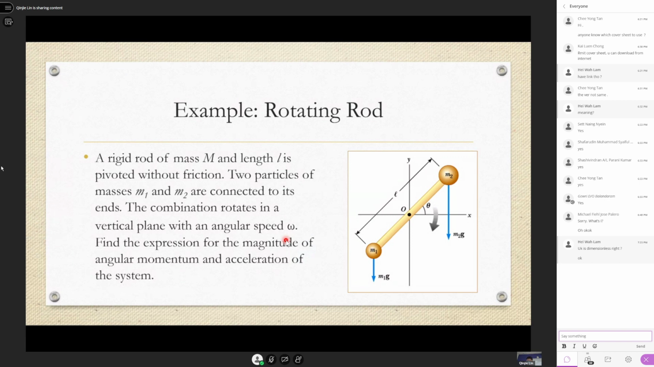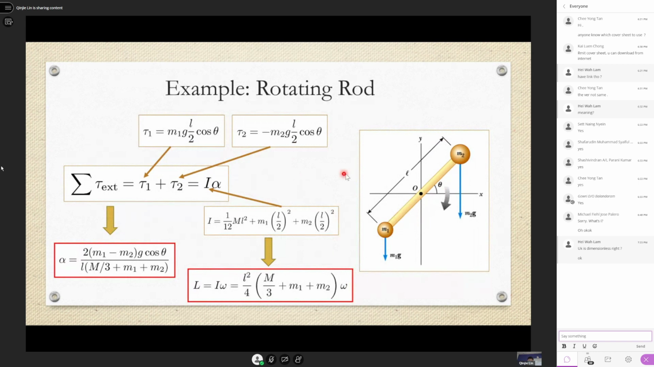They ask you to find the angular momentum and also find the acceleration of this system. So you want to find the total torque associated with this whole object. It will be the torque due to mass 1 plus the torque due to mass 2. The free body diagram will have a force pointing downwards due to gravity, which is your mg.